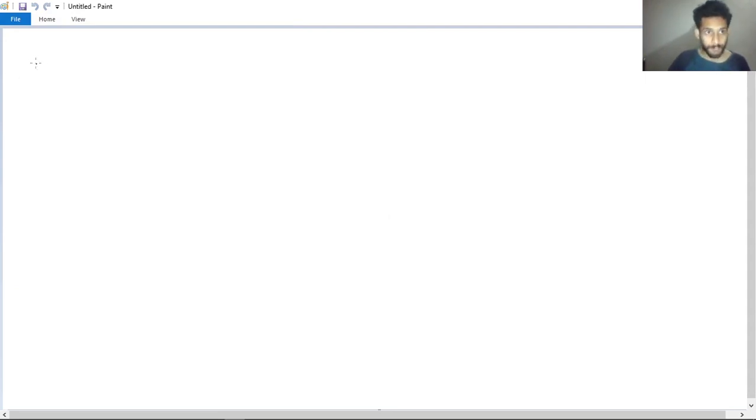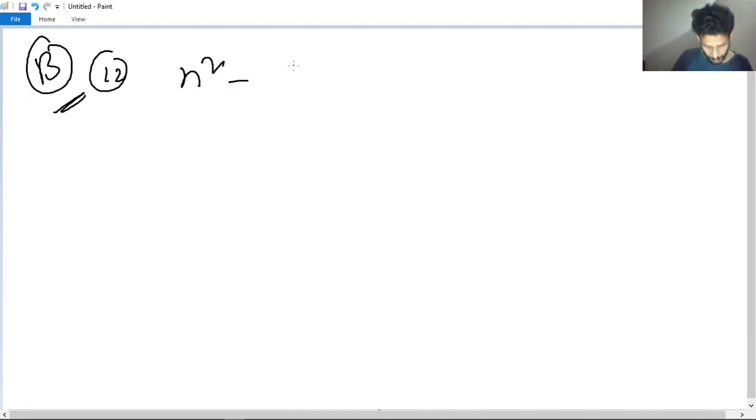Now we will be starting B. So the previous one was A actually. So mark this part. Question number B, starting number is 12. It is n square minus dash plus 49.